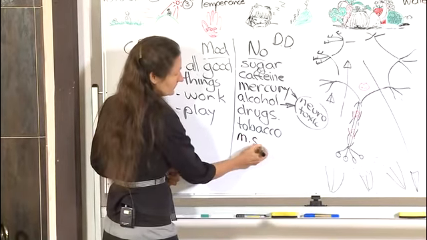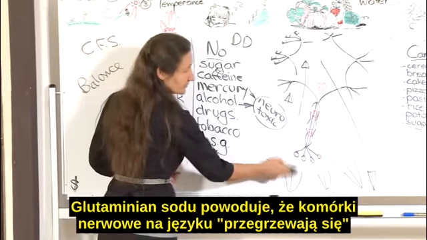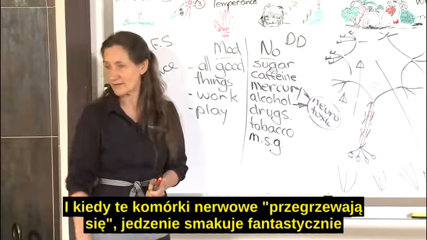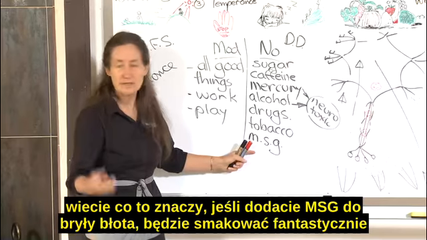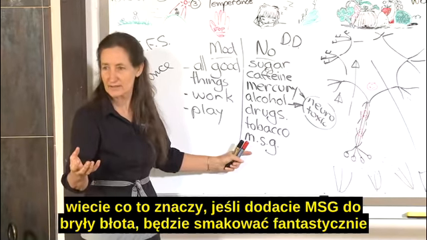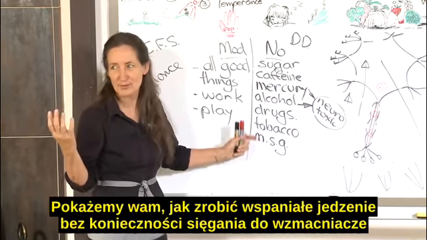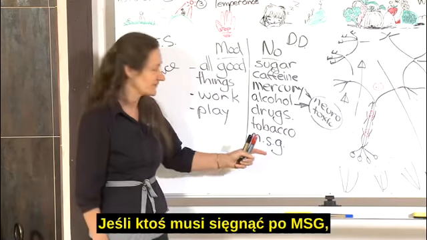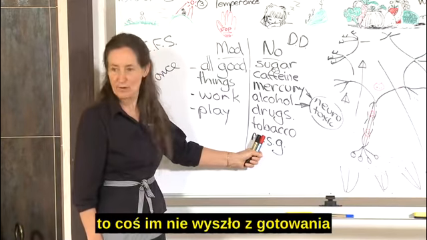Monosodium glutamate. Monosodium glutamate causes the nerve cells on the tongue to overfire, and when the nerve cells on the tongue overfire, the food tastes fantastic. But you know what that means? If you put MSG in a lump of mud, it'd taste fantastic. That's a little scary, isn't it? We're going to show you how to make beautiful food without ever having to resort to the stimulants. If someone has to resort to MSG, they've done something wrong with their cooking.